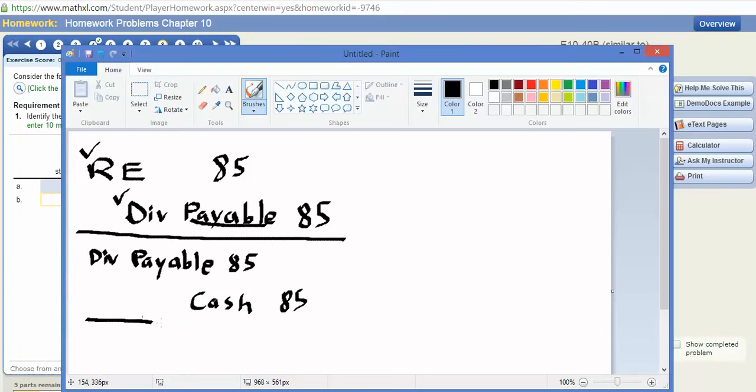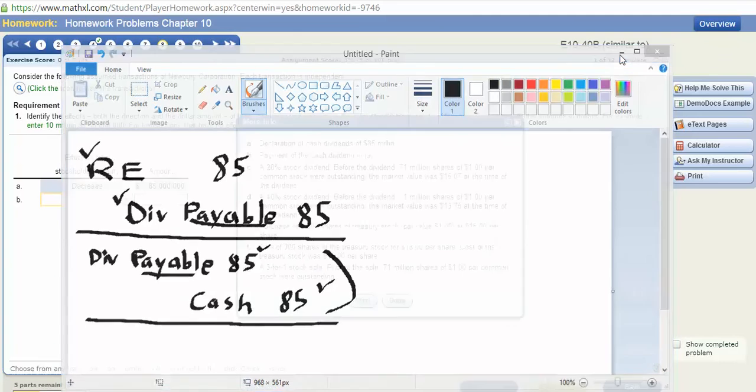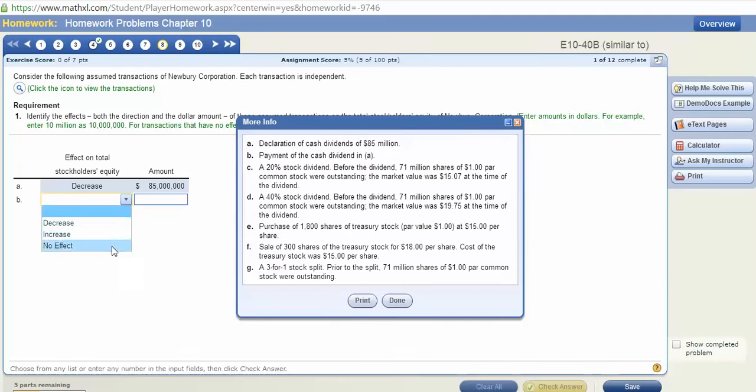When you actually pay the dividend, you drop cash by 85 million, and then of course you clear out the payable that you set up to pay the dividend. When you look at this entry, this is not a stockholders' equity account, and this is not a stockholders' equity account. So when the cash dividend was declared, that's when stockholders' equity drops, but the actual payment doesn't drop stockholders' equity, so no effect.